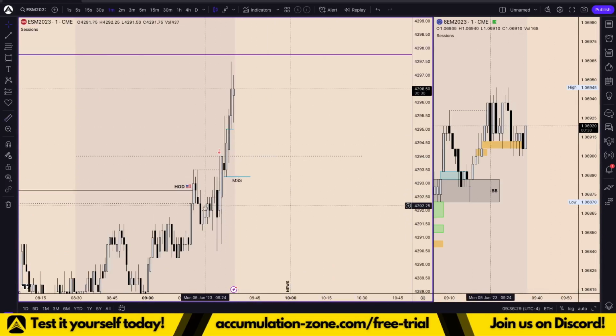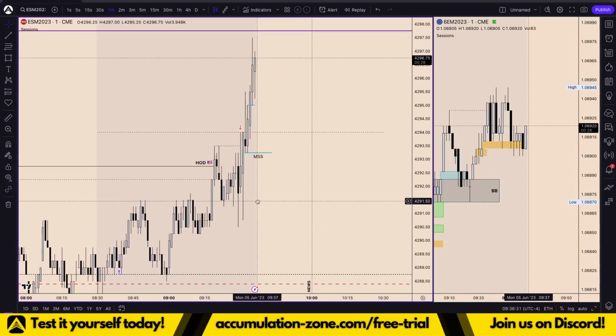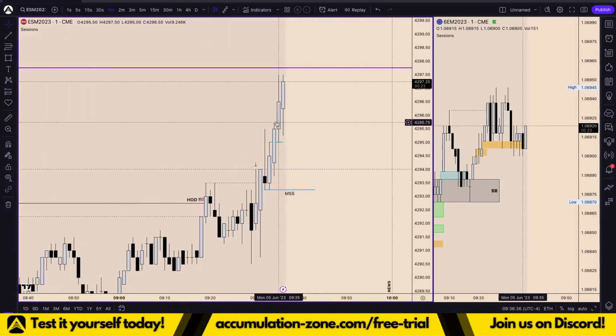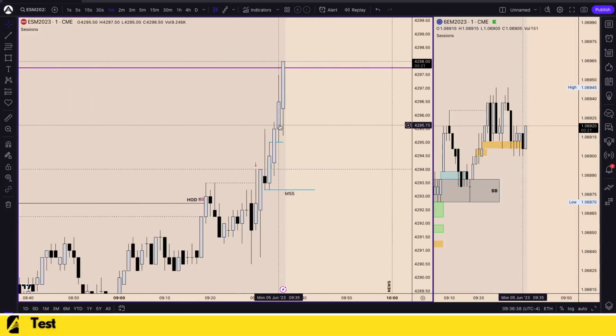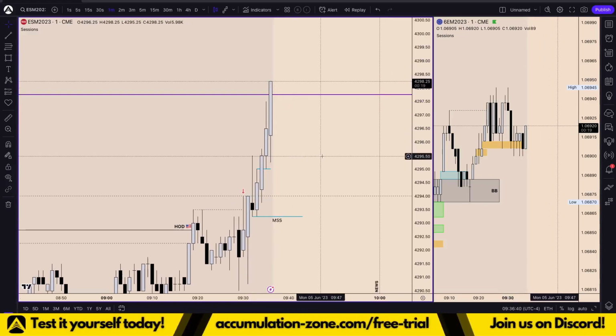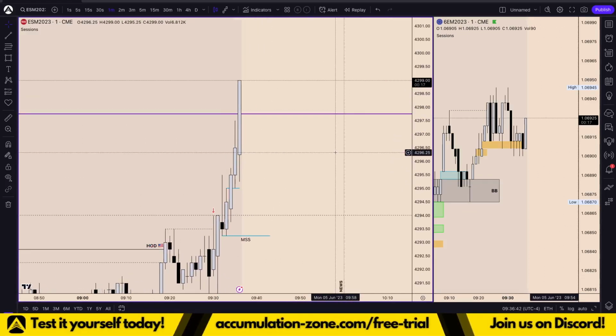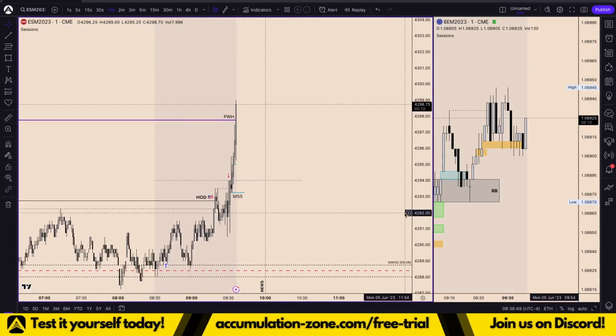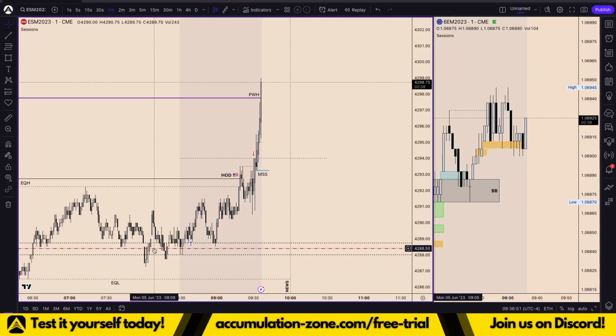This was just a potential continuation play into the high of the day, because I expected it to, okay, again, immediately fill this fair value gap and continue back to the upside. We took out our previous week's high. And from where? From the new week opening gap.